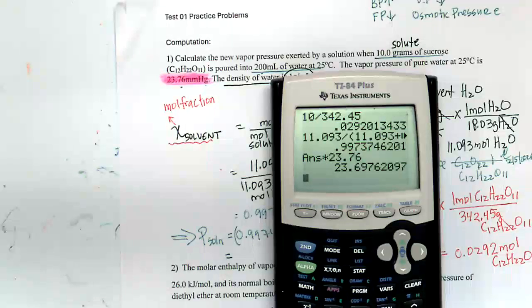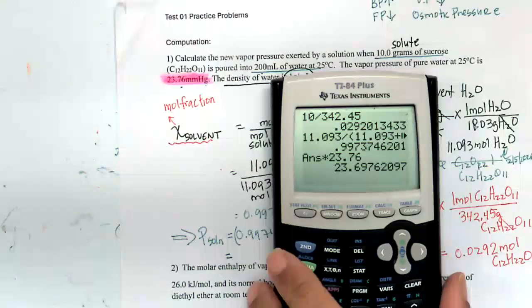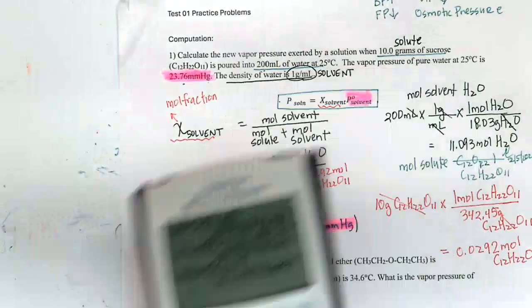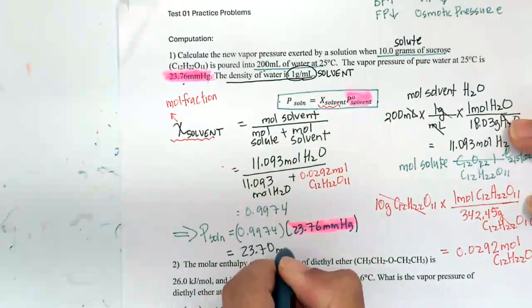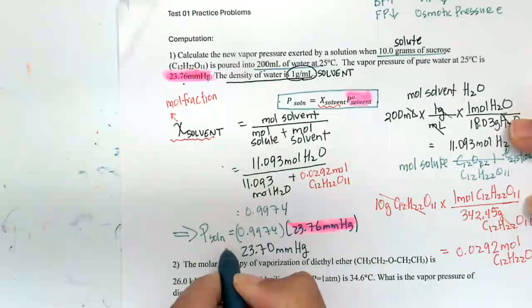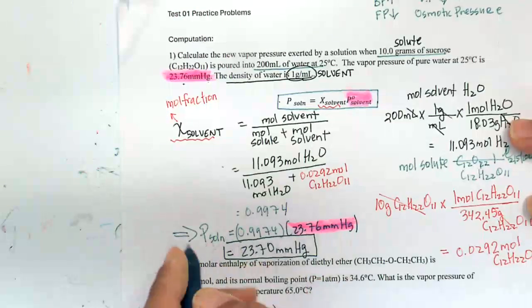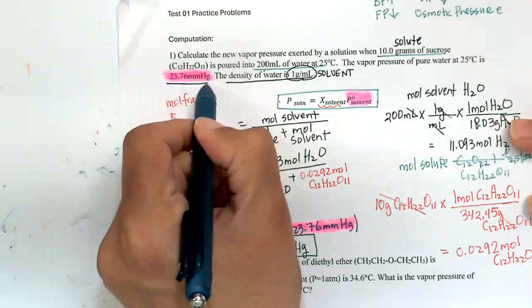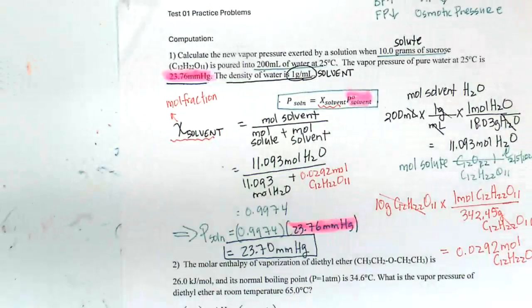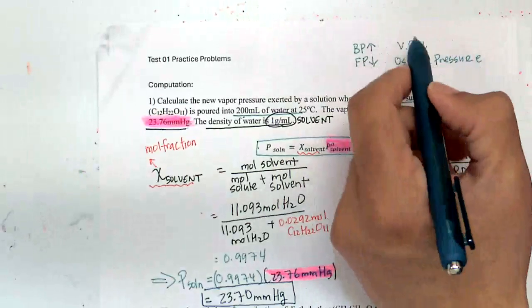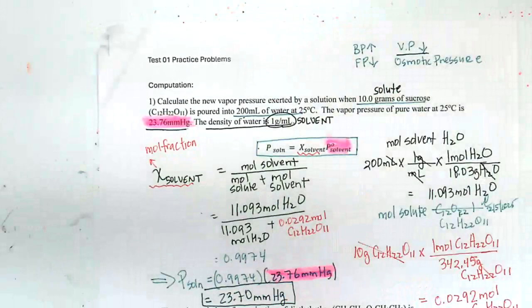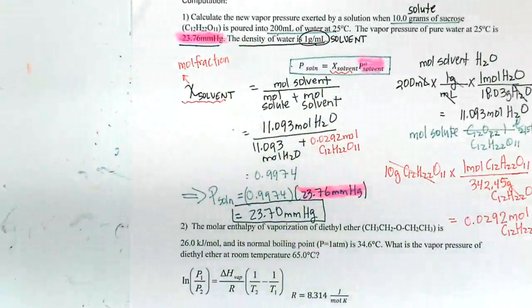23.6, we'll do 23.70 millimeters of mercury. This is our answer. Okay, so it went down from 23.76 to 23.70. It's kind of a small drop, but it's a drop anyways, because remember, the vapor pressure must lower anytime you add a solute into a solvent and it dissolves.